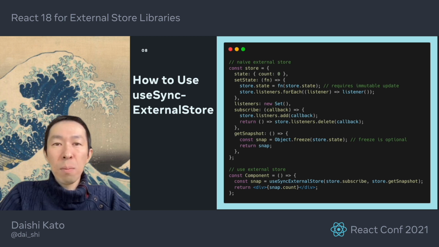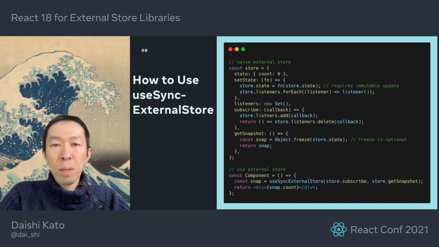This is a small example to use the useSyncExternalStore hook. We have a naive store. It has a state variable and a setState function to update the state variable immutably. We have two more functions, subscribe and getSnapshot. The subscribe function adds a callback function to listeners. The getSnapshot function simply returns the state variable.